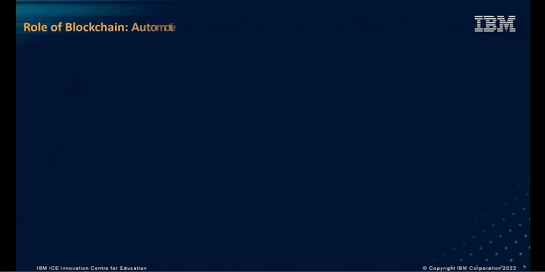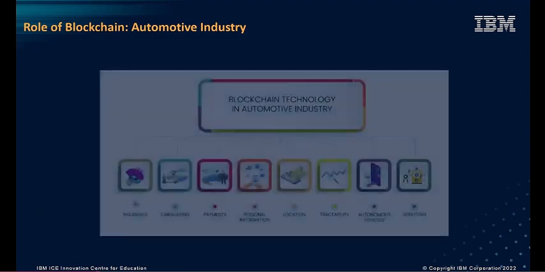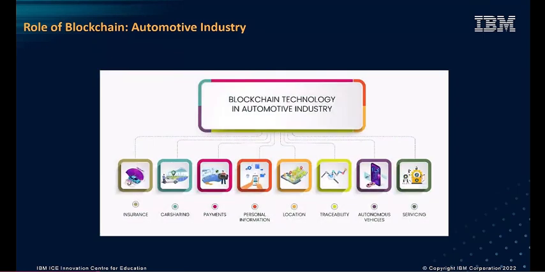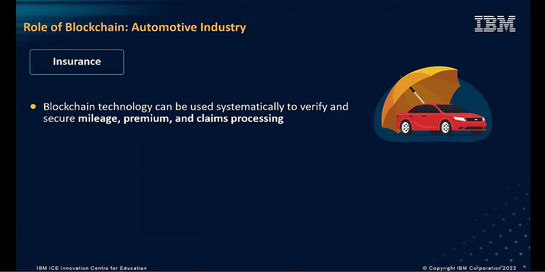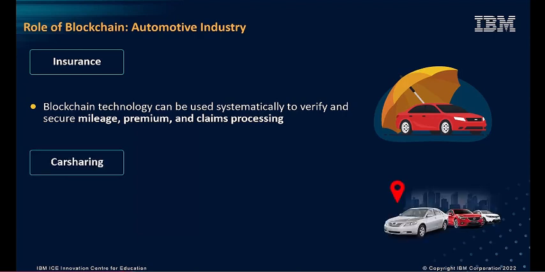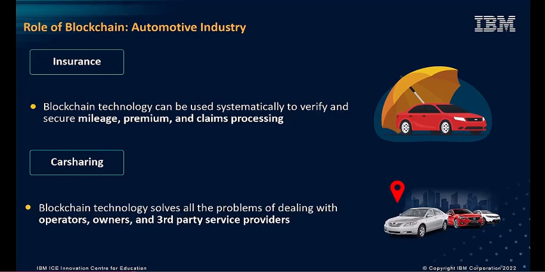Role of blockchain in the automotive industry. Some of the use cases of blockchain technology in the automotive industry are insurance. You can use blockchain technology to verify and secure mileage, premiums, and claims. Car sharing. Blockchain technology solves all the problems of dealing with operators, owners, and third-party service providers instantly because it's single source and usage-based. Blockchain technology keeps track of all the trips.